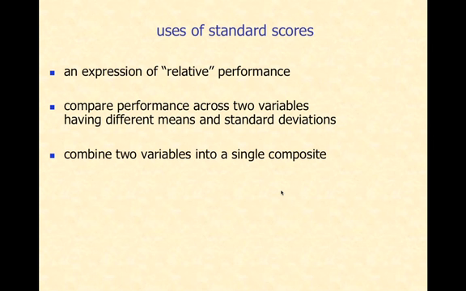It's also helpful in that we can combine two variables into a single composite score. So we might have mathematics ability and reading ability, and we want to put them together. Well, maybe there were 60 problems on the math test and there were only 40 problems on the reading test. We can't logically add the raw score performance together. We have to first transform both scores into z-scores before we can combine them, or we can average them.